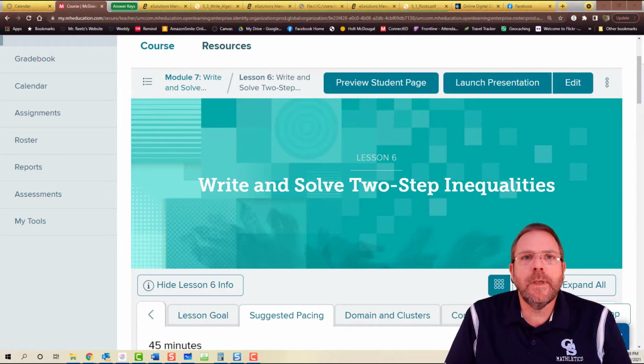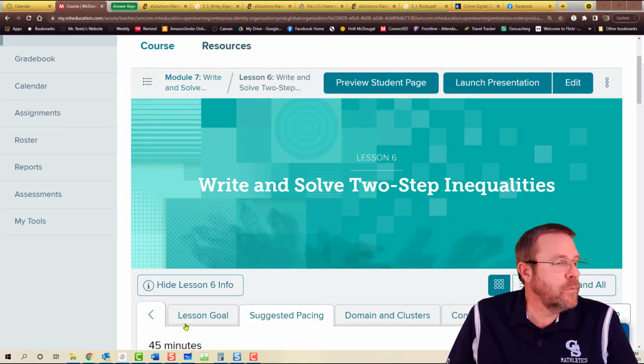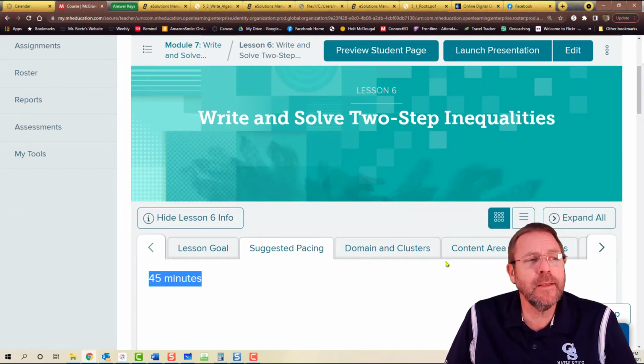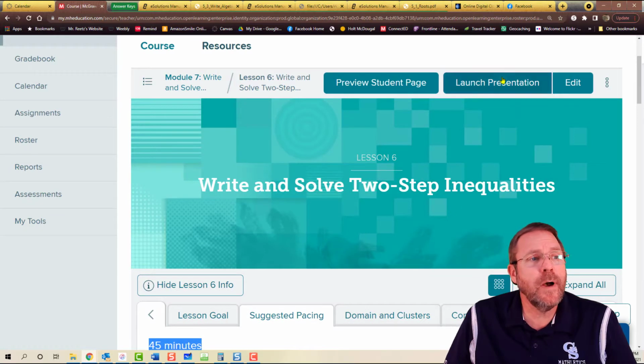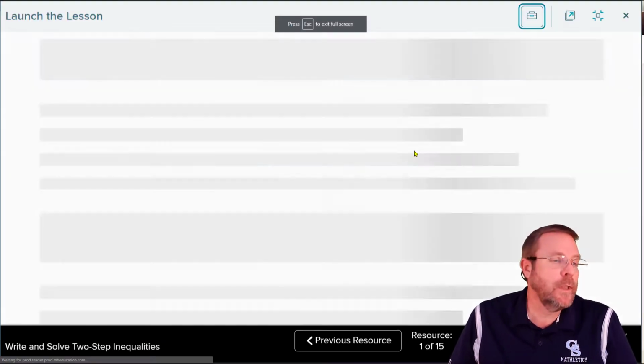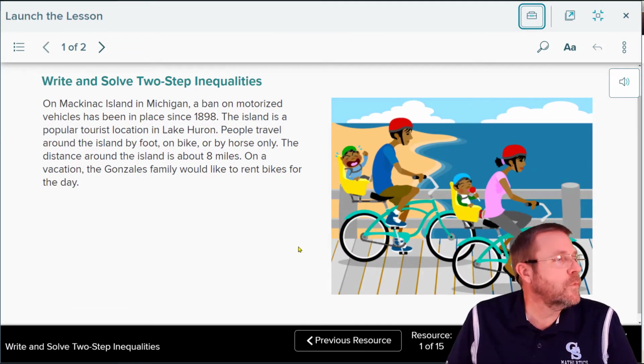We have finally made it to the end of Module 7, where we're looking at Lesson 6, Write and Solve Two-Step Inequalities. Quite honestly, this is the only lesson in the entire module that I think is even remotely challenging. So let's take a look at it real quick. It says it's only going to take us 45 minutes. That's a single-day class. I think this one could possibly take a little longer, but we shall see how it ends up going. We've got a total of 15 resources to work through, starting with this one.